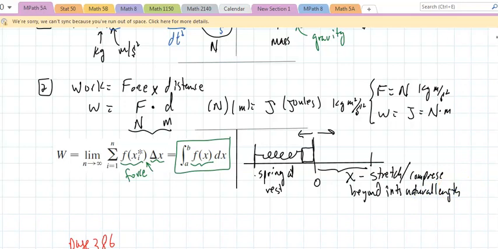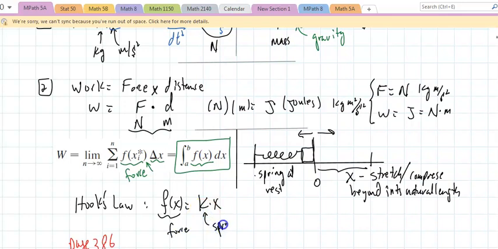Okay, so keep that in mind when we look at this. Hooke's law states that the force is K times X. This would be the force. K is the spring constant that varies from spring to spring. You have to find that every time. And X is the actual distance, stretch or compress.